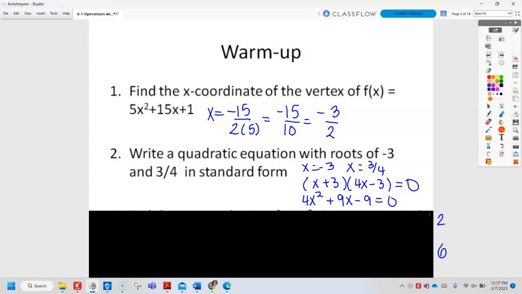Then you add the 3 to the other side, so you have x plus 3. You multiply by 4 and then subtract 3. So you have 4x minus 3, so that is factored form. And then you FOIL.